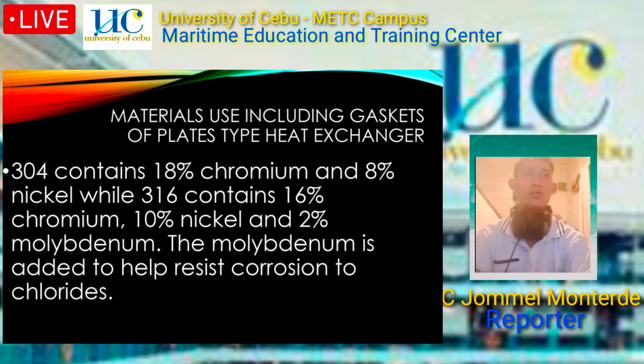Stainless steel 304 contains 18% chromium and 8% nickel, while 316 contains 16% chromium, 10% nickel, and 2% molybdenum. The molybdenum is added to help resist corrosion from chlorides. And that's all for today. Thank you.